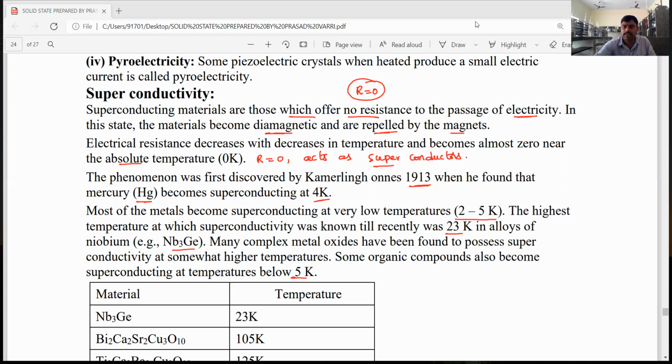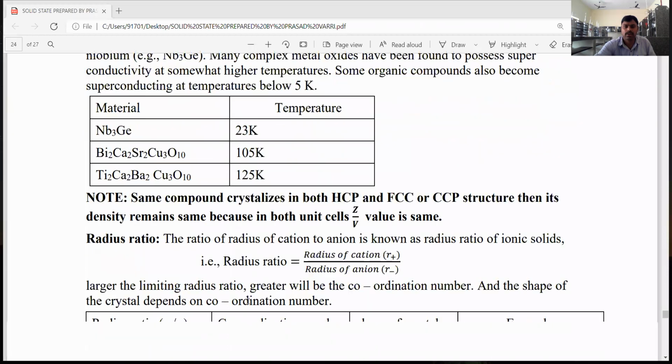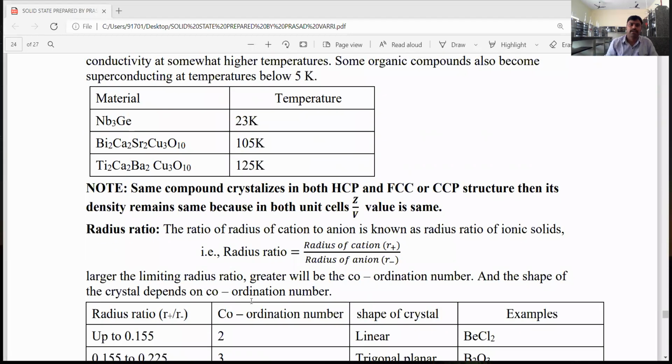Examples of such alloys: dear students, these formulas we need to remember directly. The first one is a niobium alloy, whose superconducting temperature is 23 Kelvin. Bismuth, calcium, strontium, copper oxide at 105 Kelvin, and titanium, calcium, barium, and copper oxide at 125 Kelvin behave as superconducting materials.